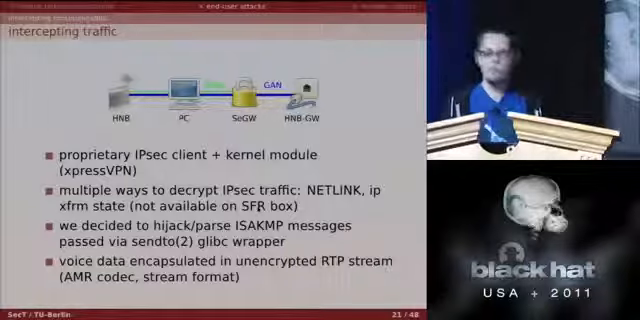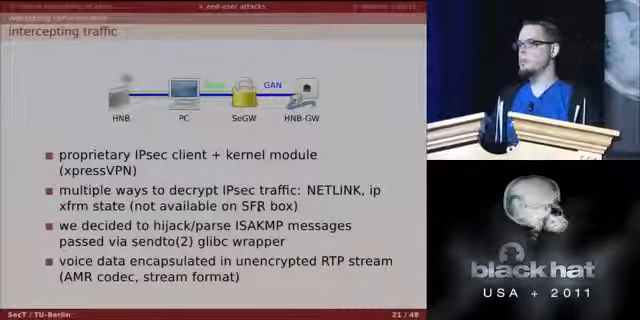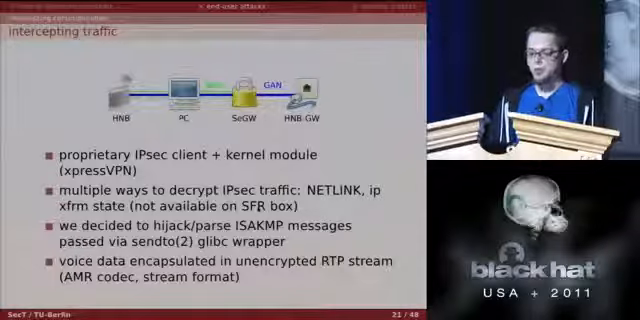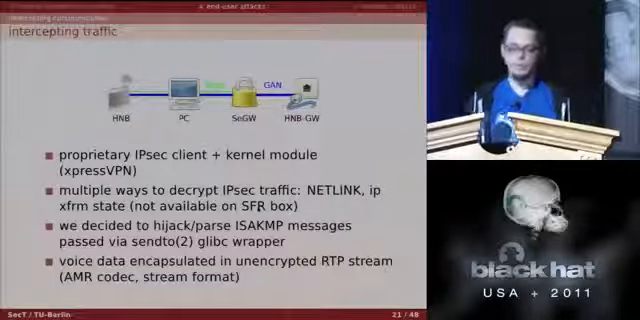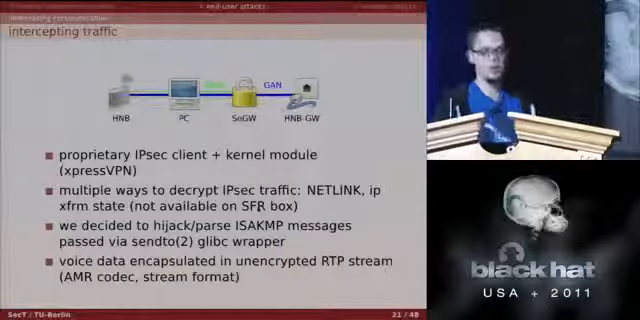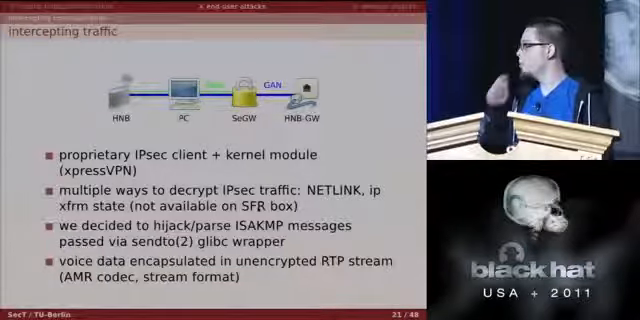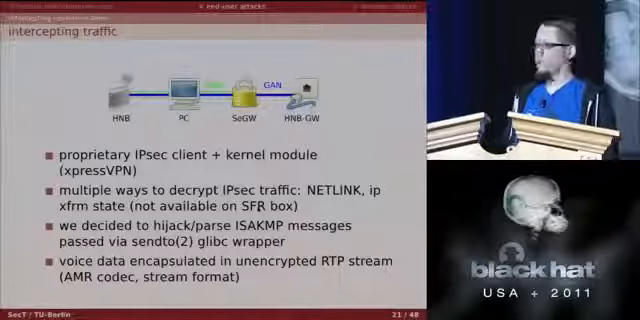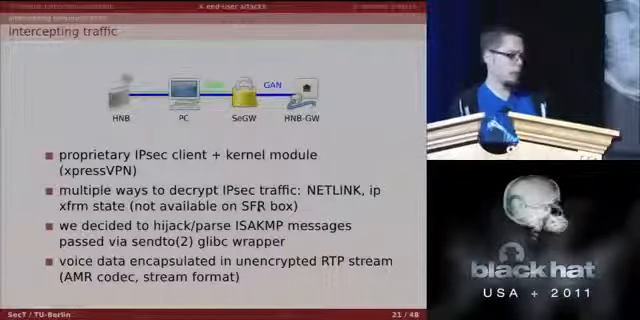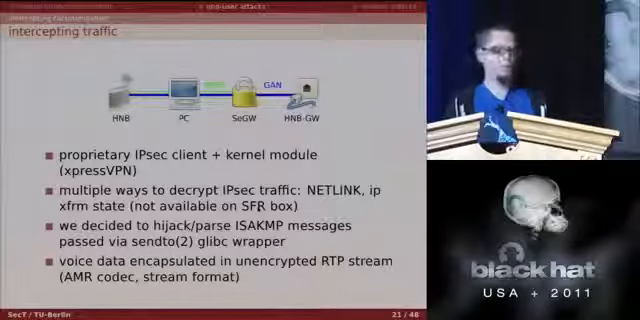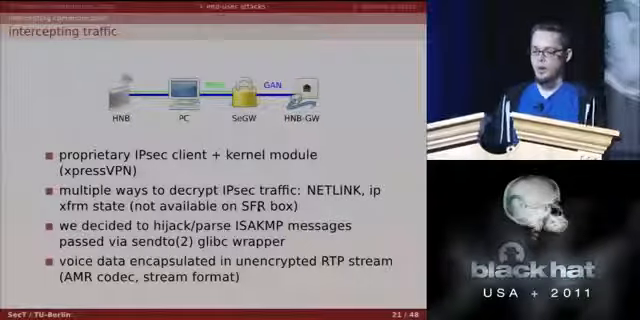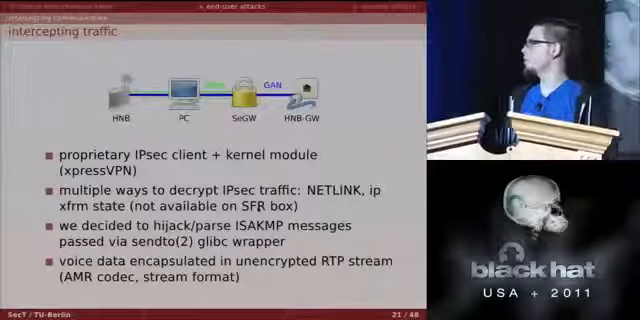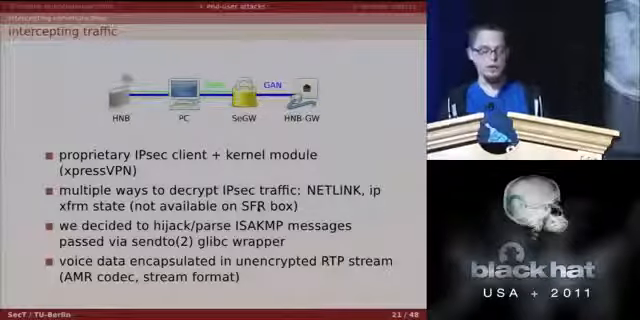When you have IPsec on a Linux box, there are usually plenty of ways to get unencrypted traffic. There is Netlink, where you can just grab the traffic on the box. You can dump the keys using the ip utility, which was not possible on our box. Instead, we decided to hijack the key management control messages when the IPsec client is passing the key material to the kernel. So we just have to use LD_PRELOAD again on this message and pass the message.